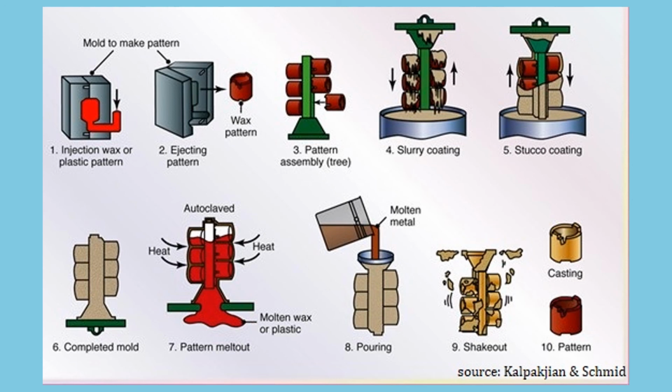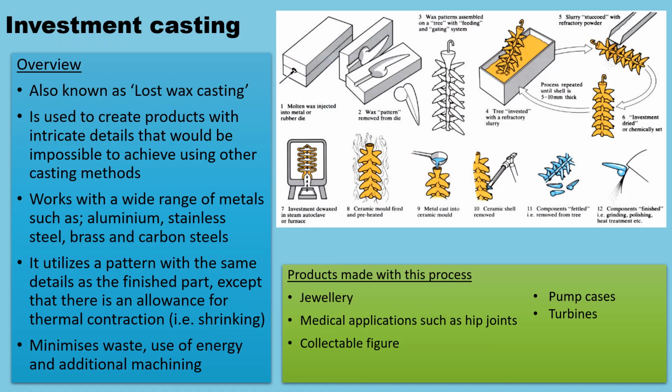So here is an overview of the process that we've just talked through, so you can see each step side by side. Just in case you're wondering, step 5, which I didn't go through, is stucco coating. Stucco is just a form of plaster which can be applied after the slurry. Again, you would apply the stucco coating depending on the type of metal and how strong you want your mould to be.